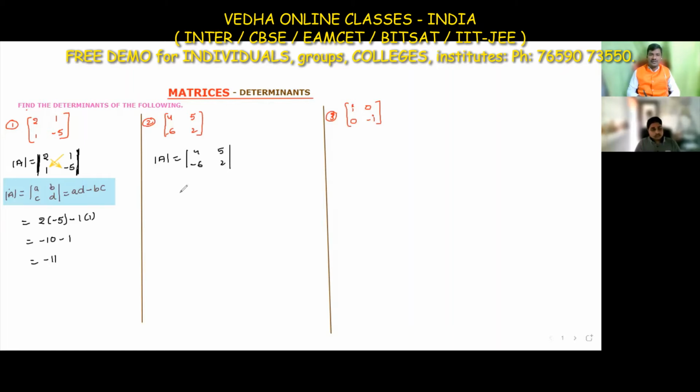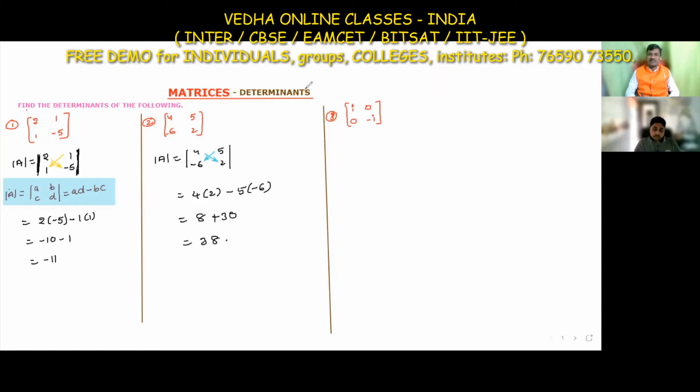Now how to multiply? The product of 4 and 2 minus the product of 5 and minus 6. Just apply that. So 4 into 2 minus 5 into minus 6. 4 2s are 8, minus into minus is plus, 5 6s are 30. 30 and 8 is 38.